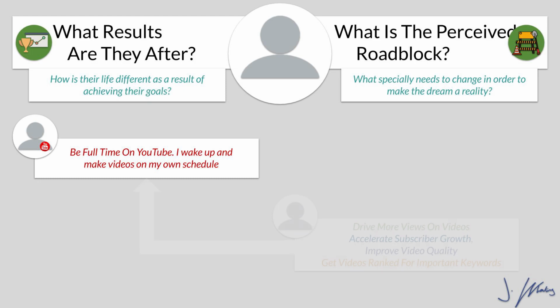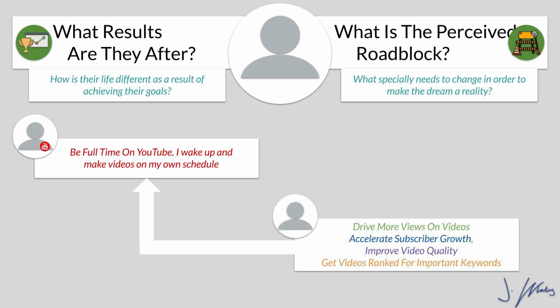What do they think is getting in the way? Well, they think they need more views, they need to grow faster so they can get the result that they want faster, and maybe they're not happy with their videos ranking and they think they need to improve their video quality. Okay, great. Now you definitely want to take a lot more time than we just did with this, but we're going to use this as our foundational example as we go through these headline formulas.